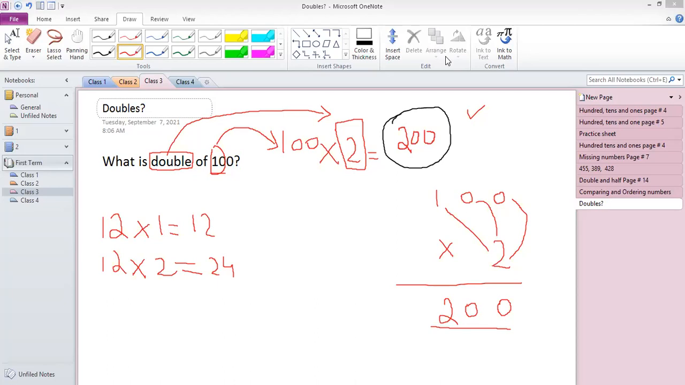What is the double of 4? 8. Very good. And what is the double of 5? 10. Very good. And what is the double of 6? 12.